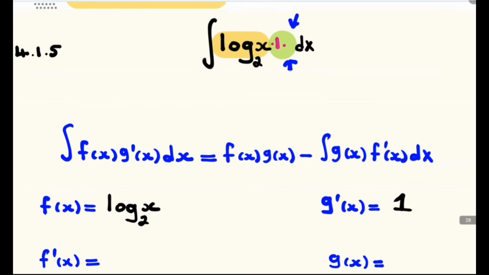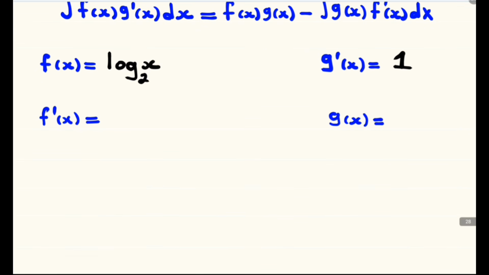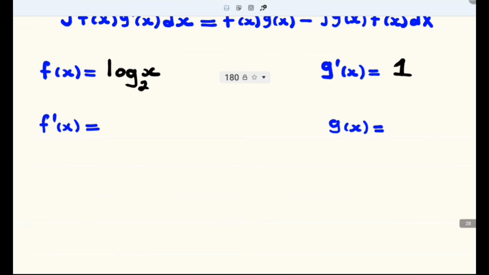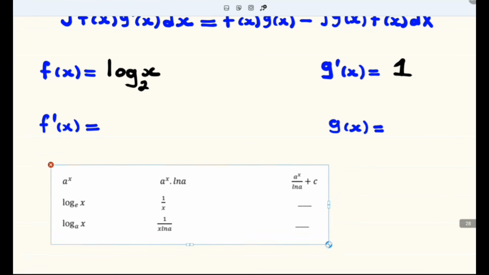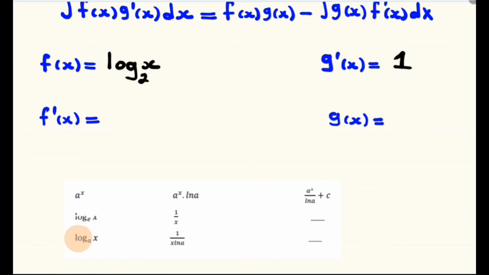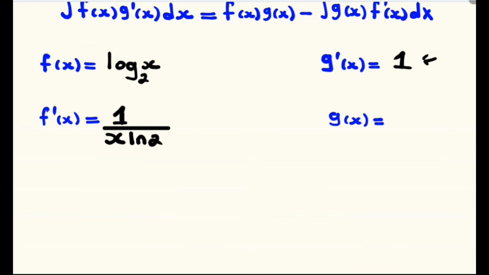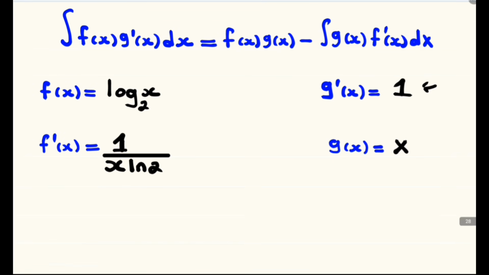We are going to differentiate the log and integrate the 1. So the derivative of the log, let's look at our formula sheet, and we have that as 1 divided by x multiplied by the ln of the base. The base is 2, so we have ln 2. We integrate that 1. Its integral is x. Now we substitute into that formula.